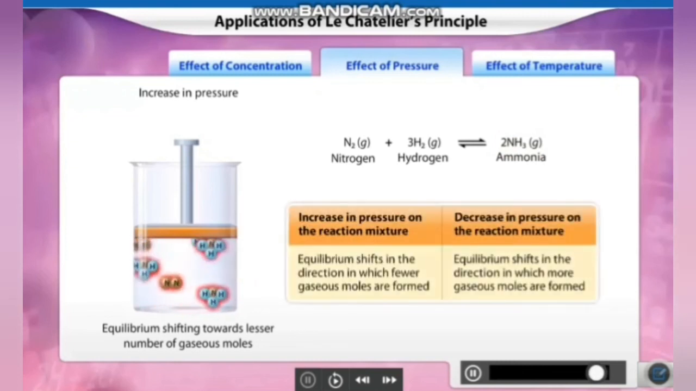So, let us summarize the effect of pressure. Increase in pressure, equilibrium shifting towards fewer gaseous molecules, and decrease in pressure, equilibrium shifting towards more gaseous molecules.